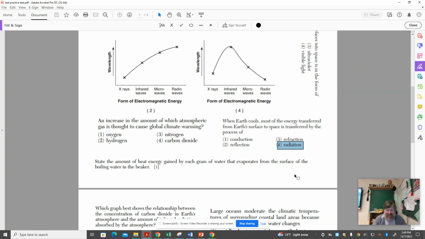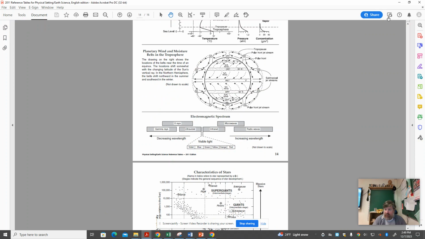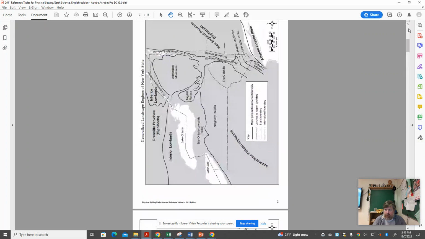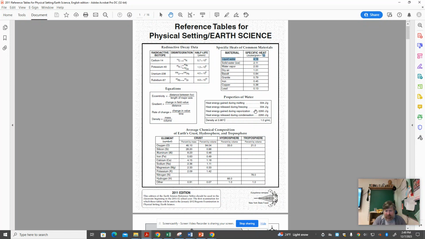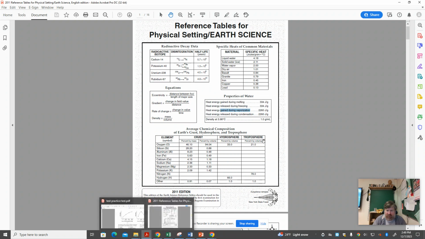State the amount of energy gained by each gram of water that evaporates. That's a straight up reference table question. Again, when it's ultra specific like that, that's got to be the trick in your head. Go to the tables. And evaporation is vaporization. So we're looking for this one right here. Vaporization. It gains 2260. That was your answer, 2260. Joules is the unit there.